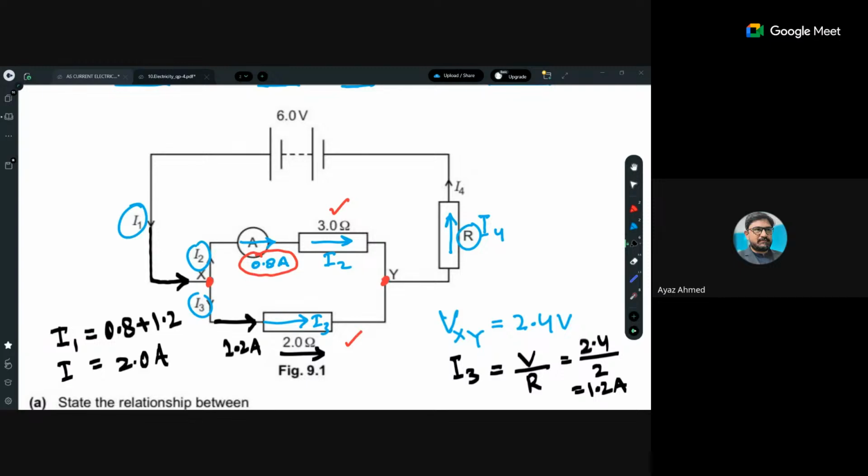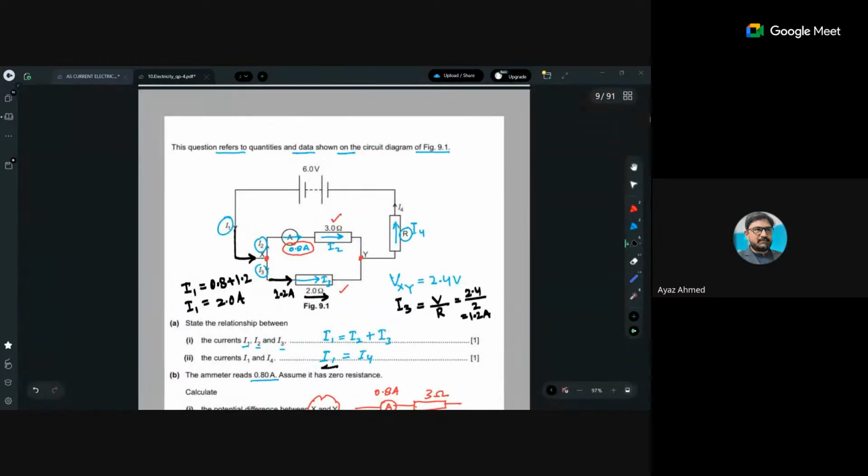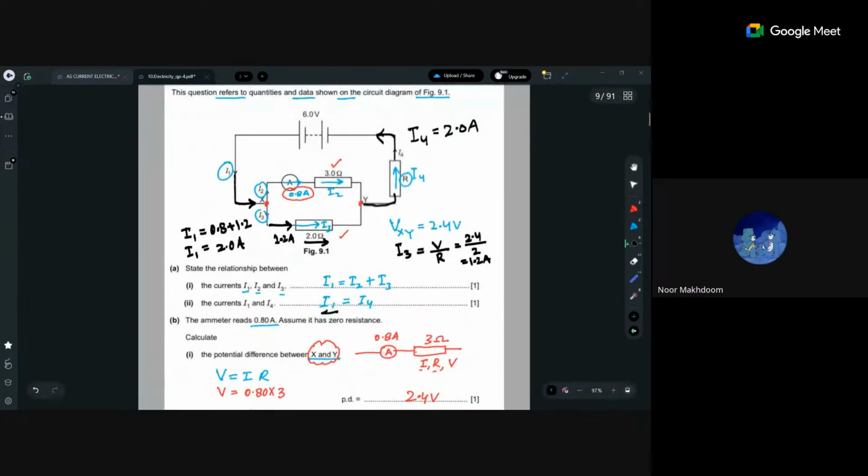Are you getting my point? This is I1, and the second question which was asked to you: what is the relation between I1 and I4? This was for this reason, that students must know the current flowing through this resistor would be the same as I1. So you will write that I4 is the same as 2.0 ampere. Is this all clear to everyone? Yes, sir. Okay.